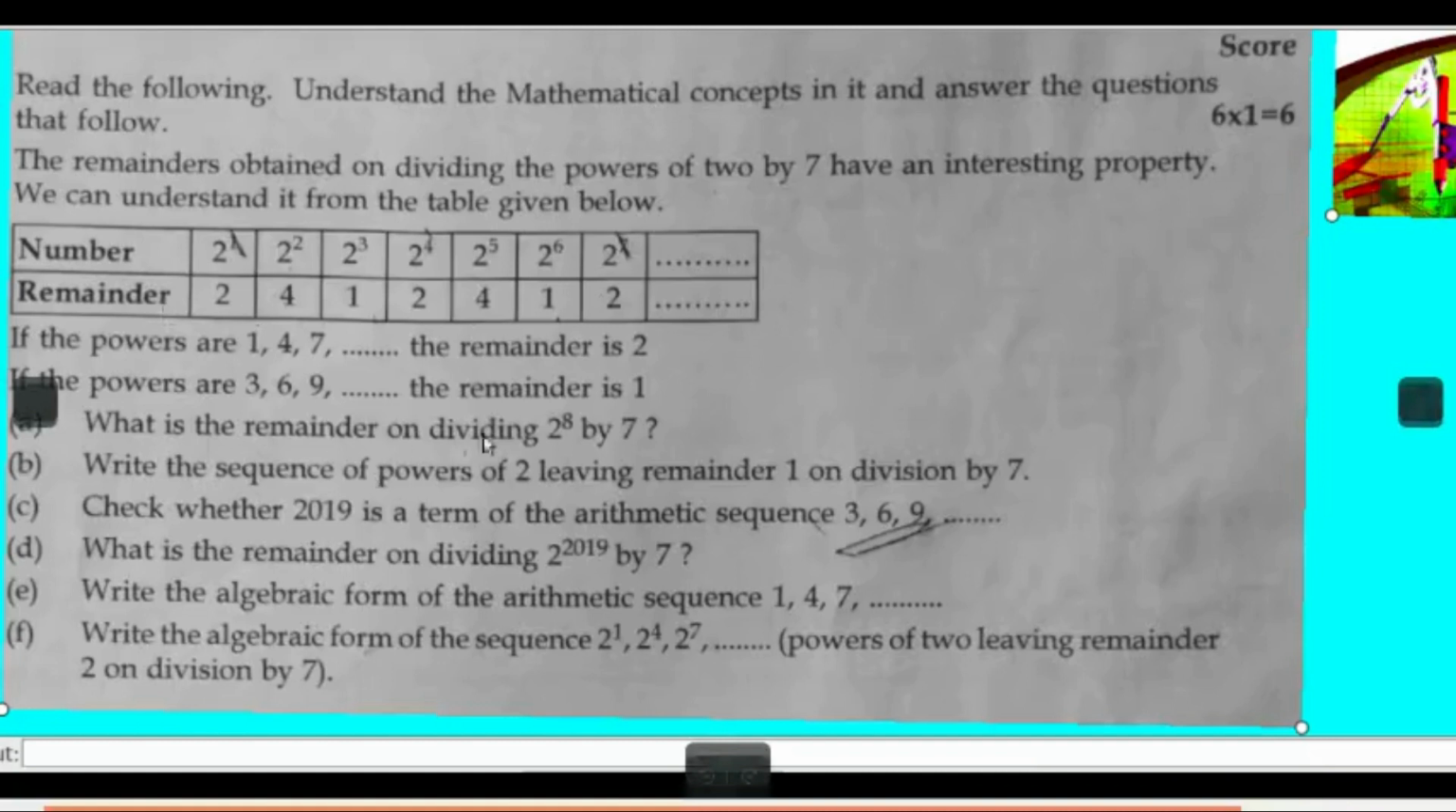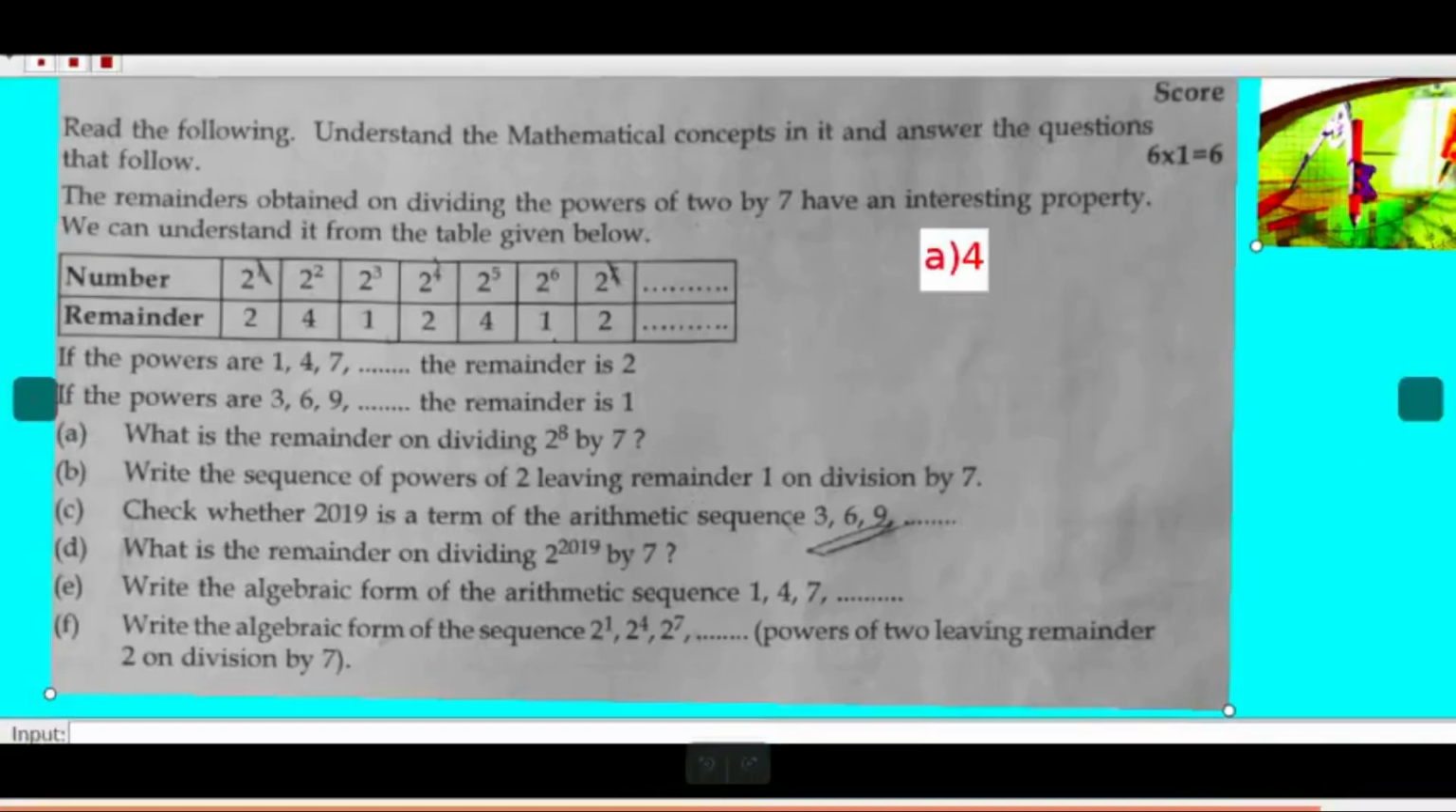What is the remainder on dividing 2 raised to 8 by 7? We have to find out. If the powers are 3, 6, 9, the remainder is 1. First question: what is the remainder on dividing 2 raised to 8 by 7? Answer is 4. We find 2 raised to 8 is equal to 256. After dividing 256 by 7, we obtain the remainder as 4.